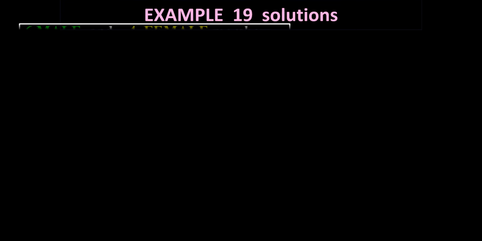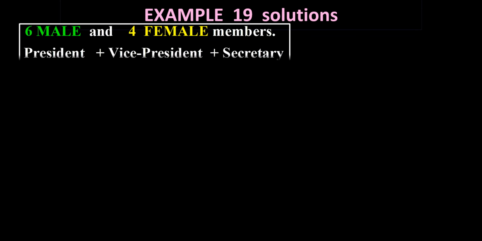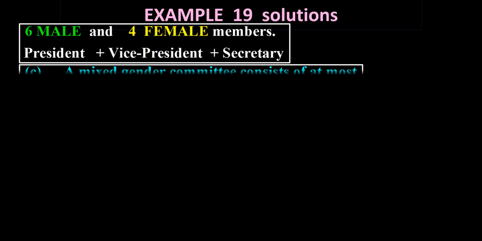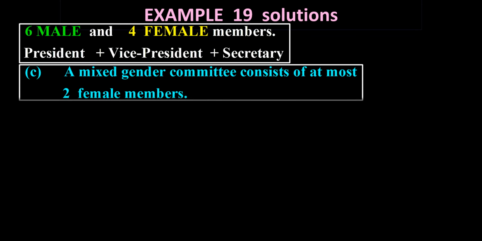Now let's consider our third example. In this one there is a restriction. It says the committee must be mixed gender. In other words, it cannot consist of males only, and it cannot consist of females only.